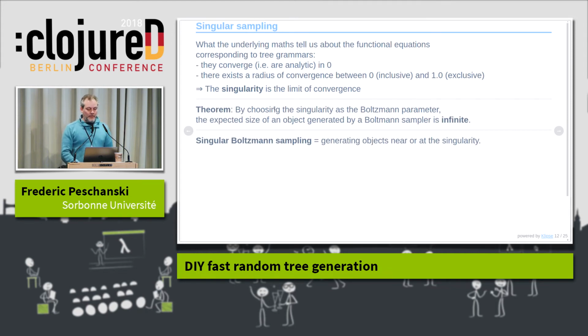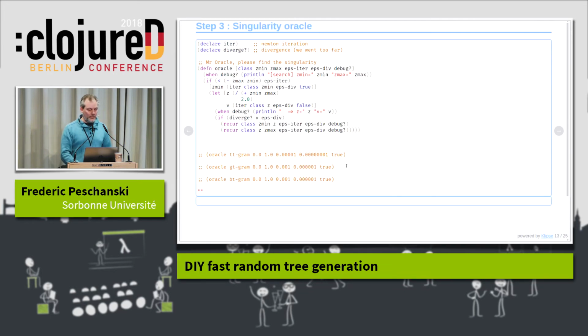And there is a very interesting theorem that says that if you take the singularity as the parameter, the expected size of the object you will generate with this algorithm is infinite. So if I want large trees, it's a good starting point. Infinity, it's quite large. And so we will do that. So the first question is how to find the singularity, and we'll just use the numerical system I explained to you. So I won't go into the detail, but let me try to find the singularity for binary tree. Binary tree is a special case because you can solve the system symbolically. It's an order 2 equation.